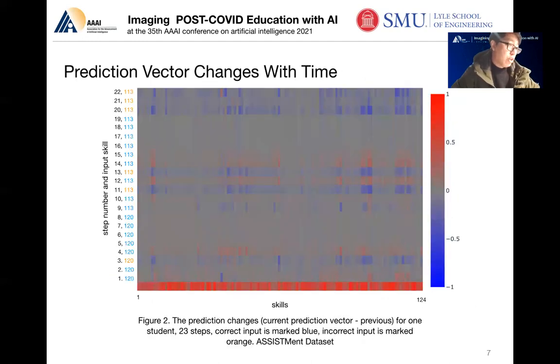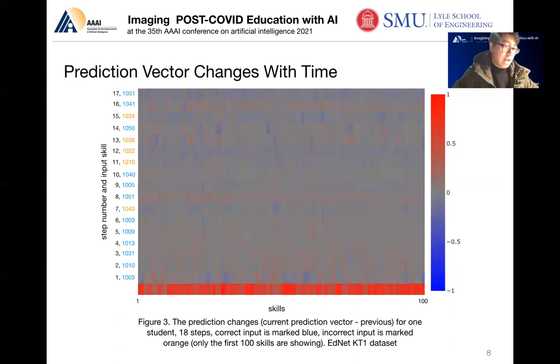This figure plots the prediction vector change with time. The x-axis is the skills, and the y-axis is the inputs. We can read this figure from bottom to the top. Most of the time, when you have correct inputs, these values increase by some margin, and when you have incorrect input, these values decrease by some margin. You can also observe from step 14 to 19, this student continuously tries these questions associated with skill ID 113, and the value change becomes smaller and smaller as some indication of convergence. This figure is from the ASSISTments dataset, and we observe the same results from the AIEd dataset.